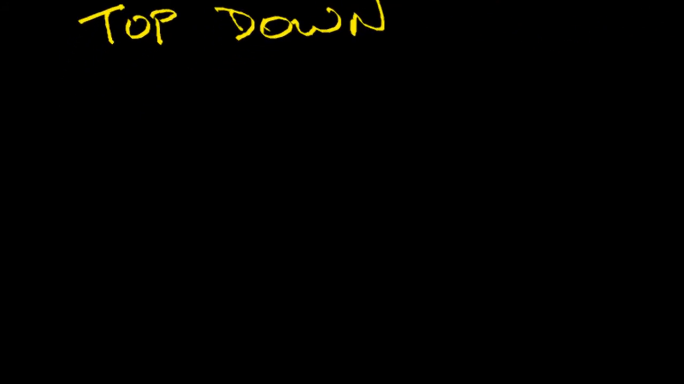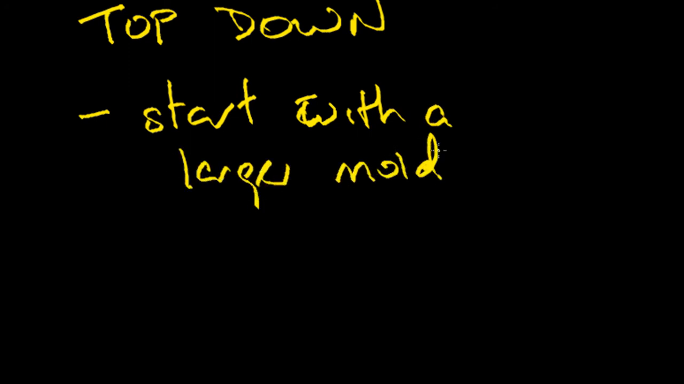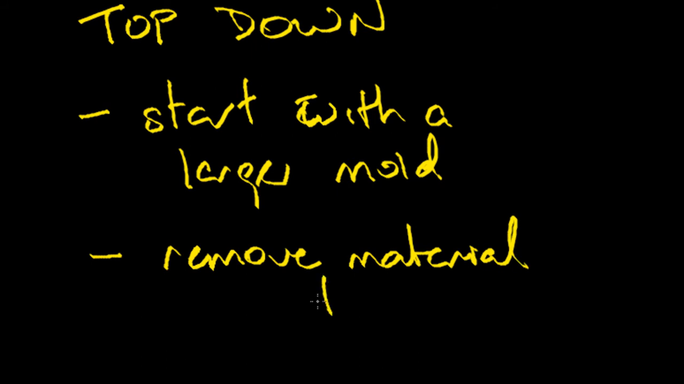The first one starts with a larger mold and continues to remove material until you are left with the desired size. So think of a sculptor who starts with a block of concrete and chips away at it until he gets the shape he wants. So remove material until you've reached the nanoscale.